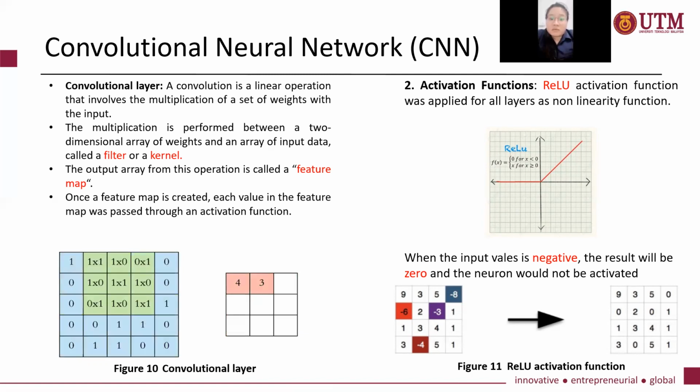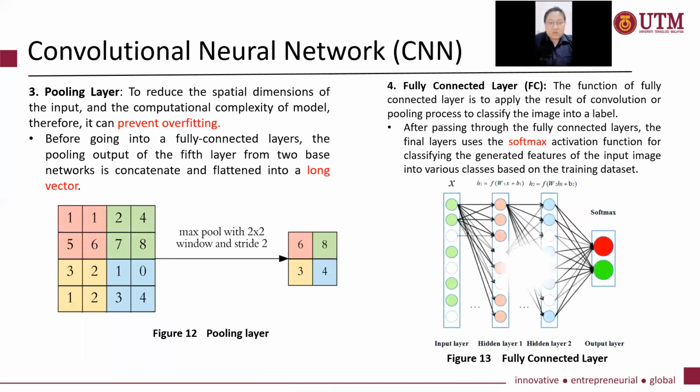The function of the pooling layer is to reduce the spatial dimension of the input and the computational complexity of the model. Therefore, it can prevent overfitting. Before going into the fully connected layers, the pooling output of the fifth layer from the 2 base networks is concatenated and flattened into a long vector.